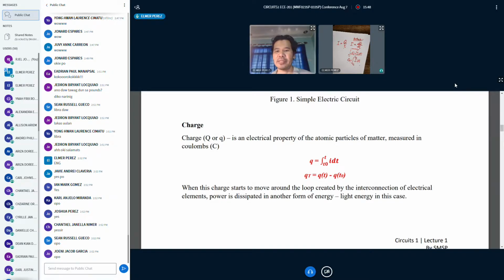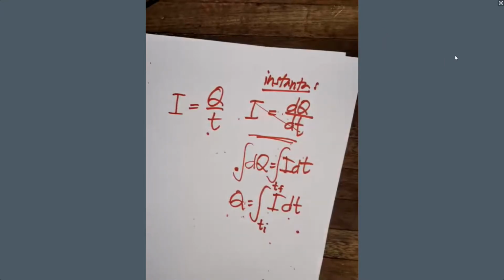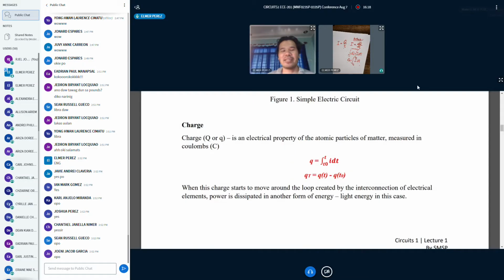Ayan, na Q is, ti pa mo ginamit ko. That is T0 over, from T0 to T final. But it's all the same. Q is equal to the integral of I dt from T0 to T final. Okay, so when this charge starts to move around the loop created by the interconnection of electrical elements, power is dissipated in another form of energy or light energy in that case.